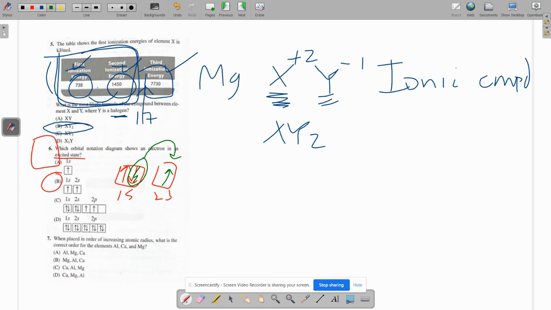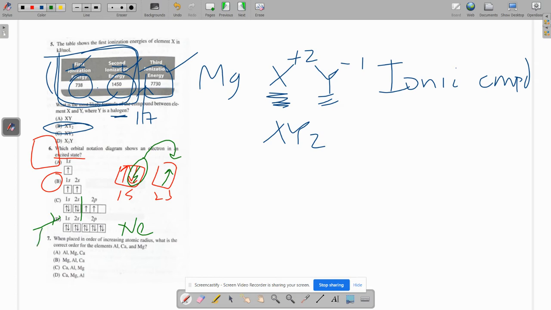There's really nothing wrong with C. Once you get to the 2p sublevel, remember you want to keep them unpaired before you pair them up. So that's totally what's expected. And D would basically be a noble gas. It has all the sublevels filled. In fact, if you look that up on your periodic table, that would be neon. So B is the correct answer.